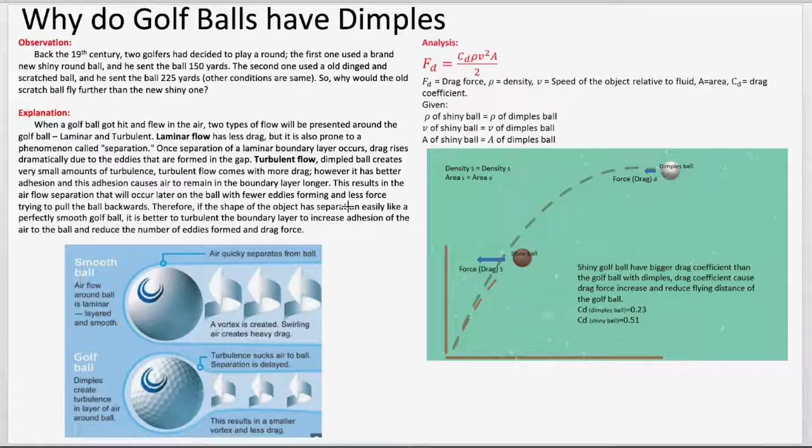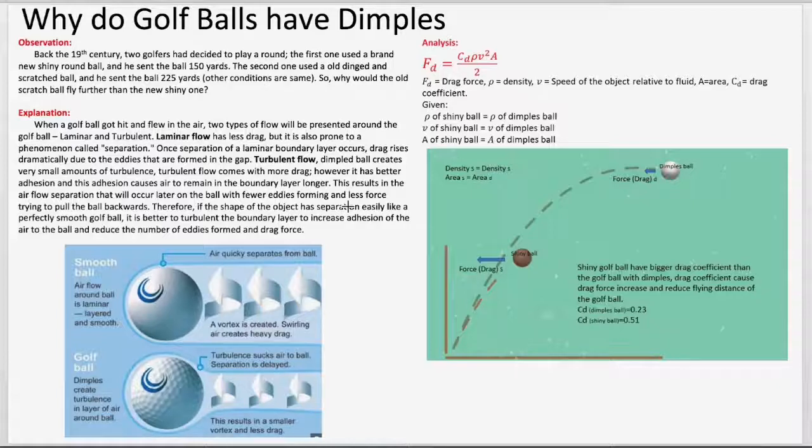When a golf ball gets hit and flies through the air, two types of flow are present around the golf ball: laminar and turbulent flow. Now, laminar flow has less drag, but it is also prone to a phenomenon called separation. Once separation of a laminar boundary layer occurs, drag rises dramatically due to eddies that are formed in the gap.